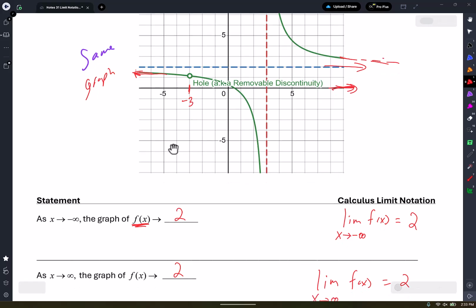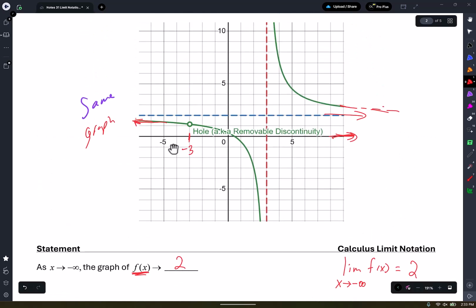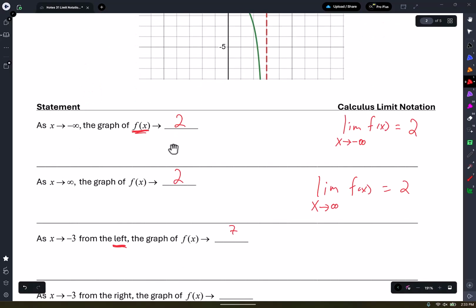As I approach negative 3 from the left, underline the word left. So here it is. I'm going to go slow. So here's my little laser. If I'm approaching from the left, that means I'm approaching from numbers to the left of -3. So as I approach -3 from the left, look at this arrow. What's that y value that I'm approaching? 7 over 6. If you want to use that line as a fraction, 7 over 6.